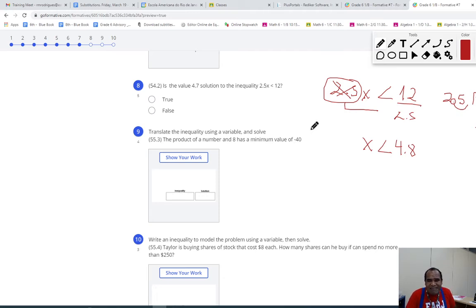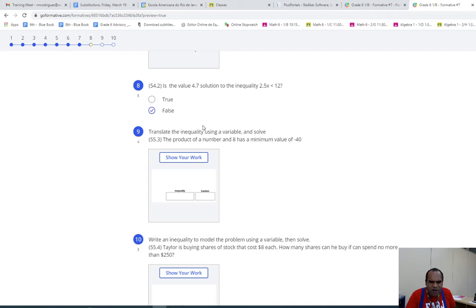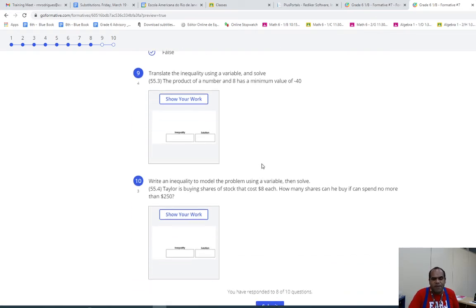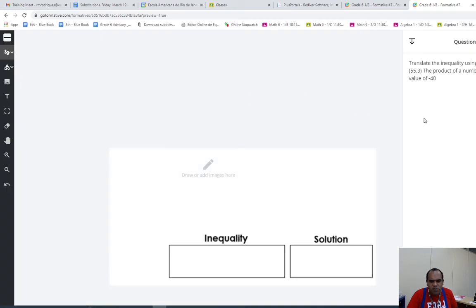4.7. No, it's not my solution, mister. Then false. Great. Number 9. Translate the inequality using variable and solve. Let's do it. Let's translate this one.